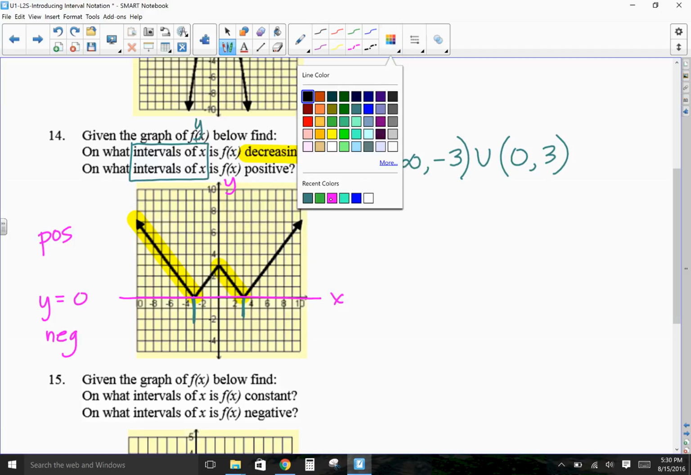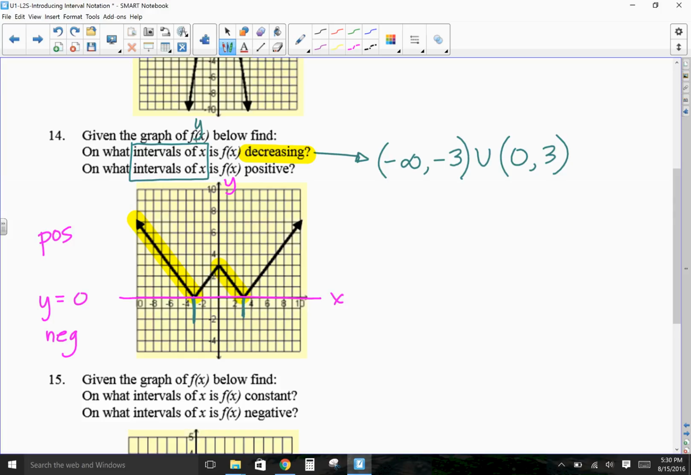Okay, so to answer the question, where is it positive? I think you could see once I covered up the bottom of the graph that this whole thing was positive. But there's one key. Is 0 positive or negative? I hope you answered neither one. And for that reason, we cannot include this value or that value in our answer.